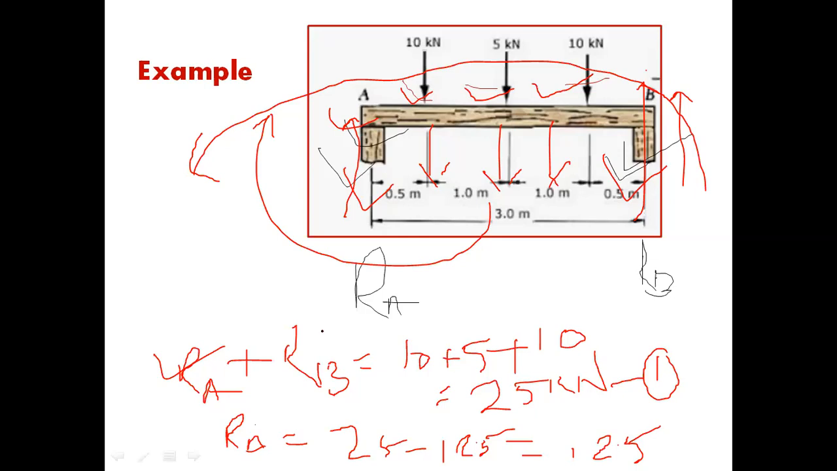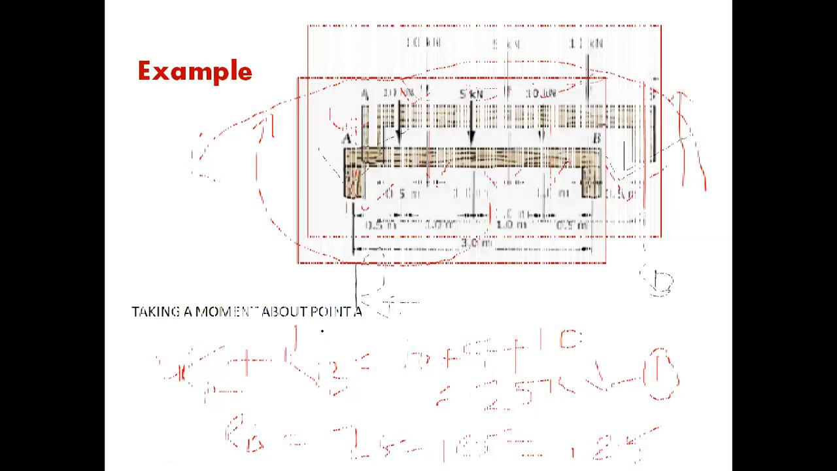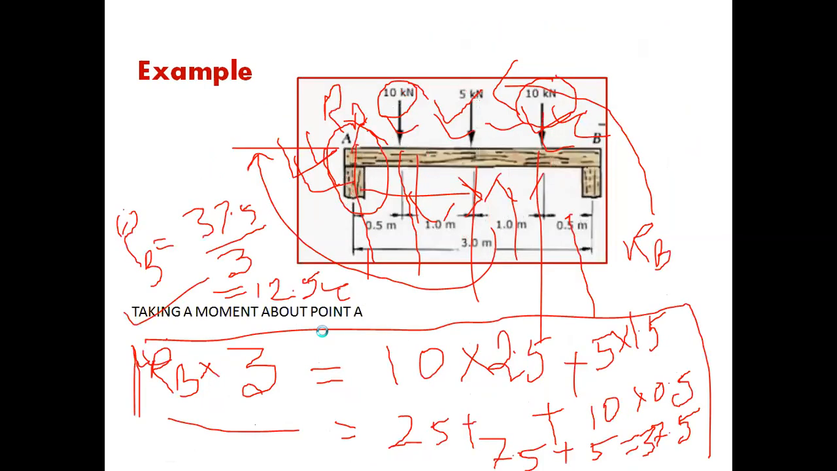After getting the value of RA and RB, what will we do for SFD and BMD? Then find the value of SFD, meaning shear force value. Then we have to find out the BM, meaning bending moment value. Then putting these values in this diagram, we get the final result. So how can I get the value of SFD and BMD? First of all, find out the SFD.